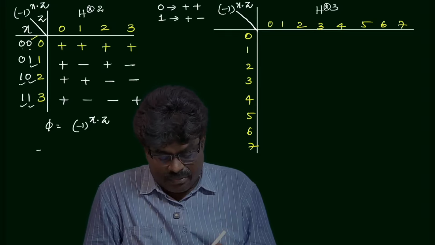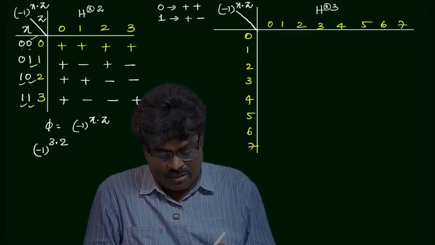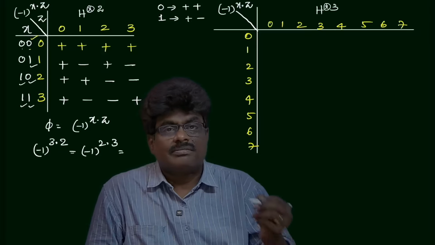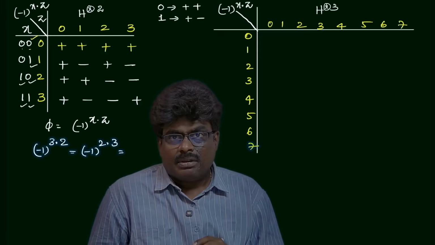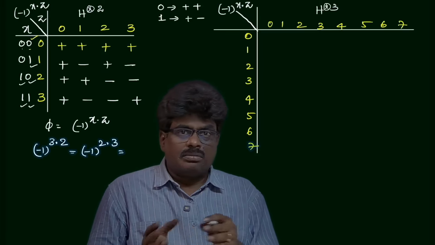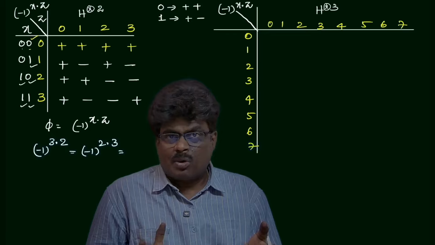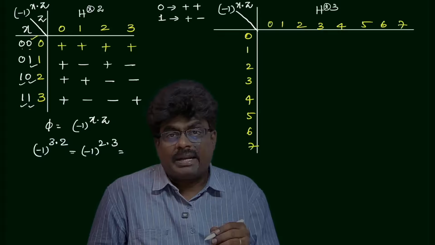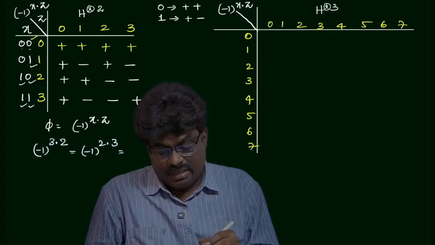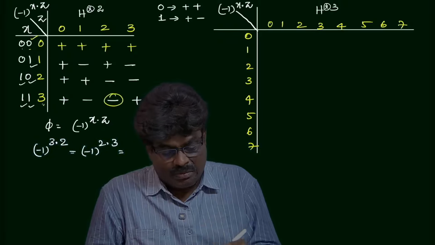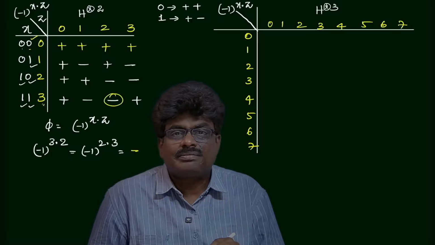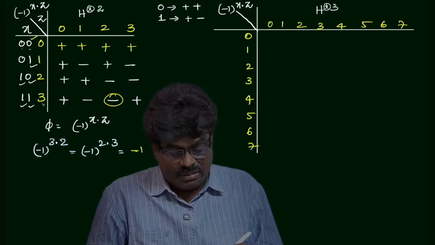For example, if you want to find (-1) to the power 3 dot 2, which is nothing but (-1) to the power 2 dot 3. Normally, how do you do the binary product? You have to take the binary dot product and a modulo 2 operation. Here with this table, we'll get it directly. See carefully, 3 dot 2. Here it is 3 and here is 2. So this is minus. Of course, minus 1 if you want, you can write.